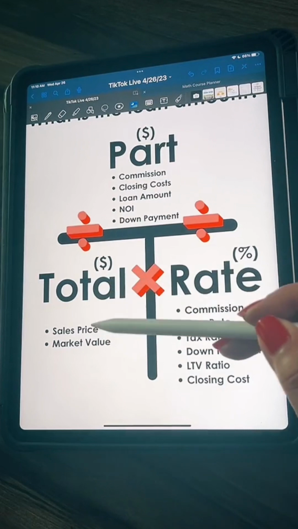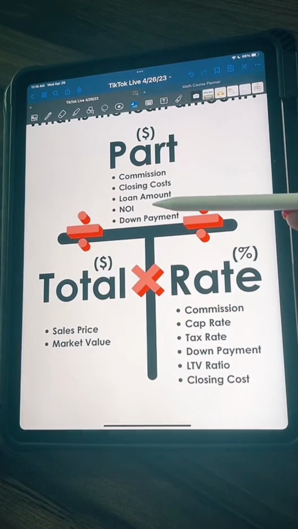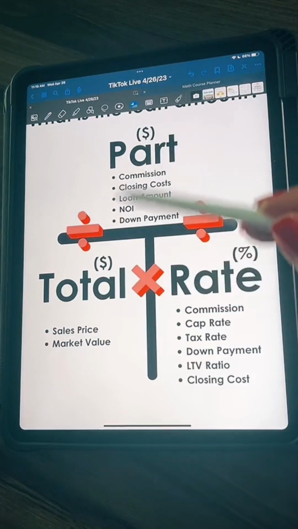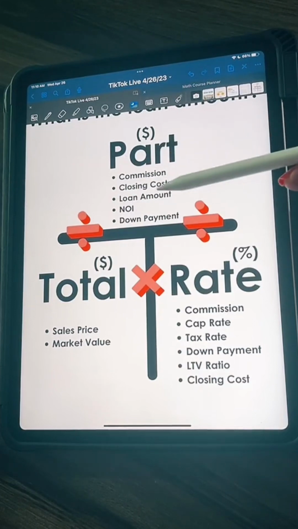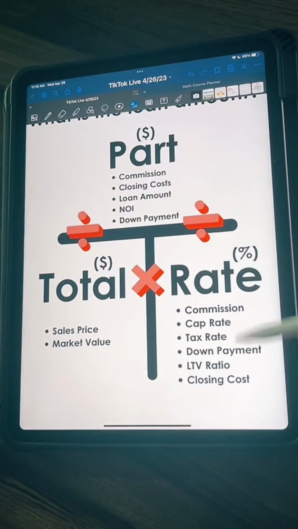In this column here, total is just sales price and market value. NOI means net operating income. Here in the rate is always your percent. So these two have to deal with money. This is your percent column. So here we would have commissions, cap rates, tax rates, down payment, LTV, meaning loan to value ratio, and closing costs. If you're given a part like commissions or closing costs, you would put it up here. If you're given a percent, you would put it here.